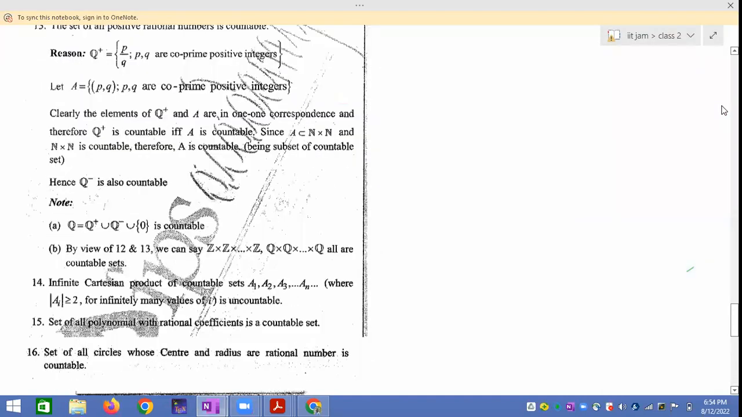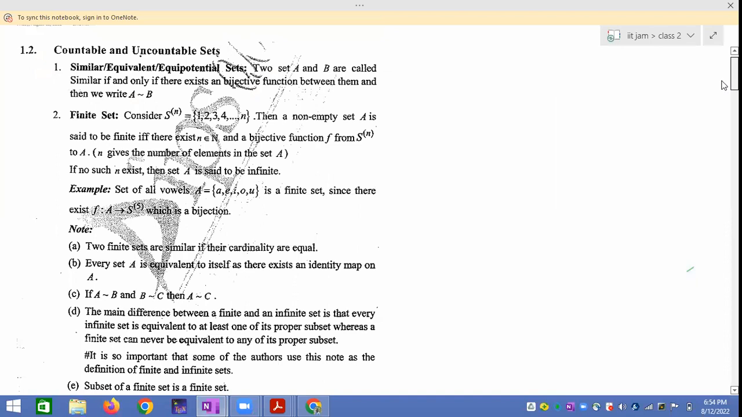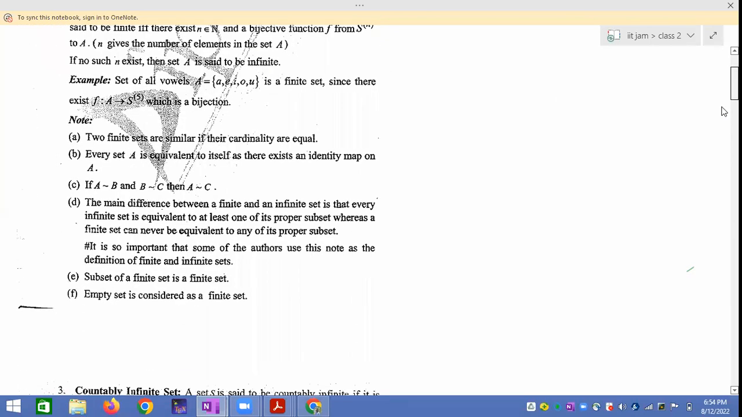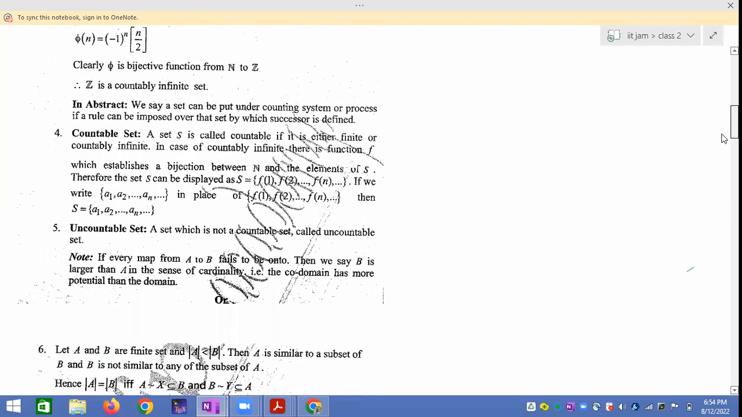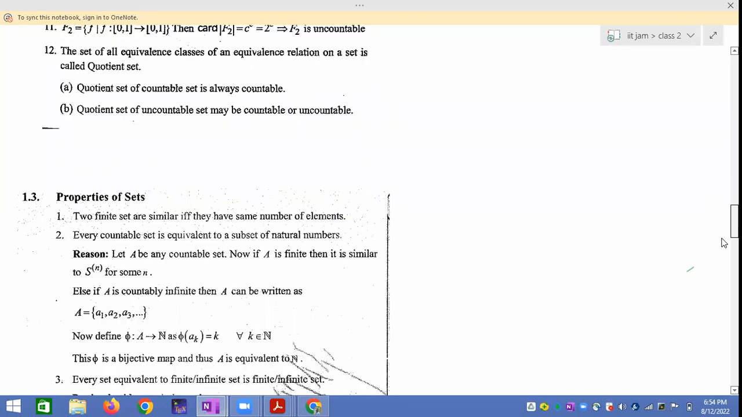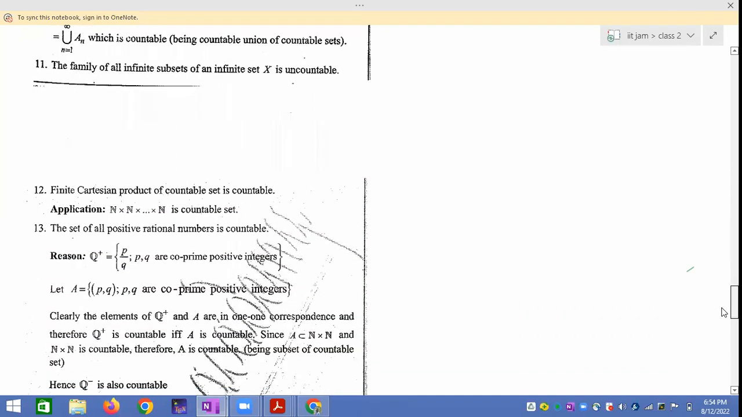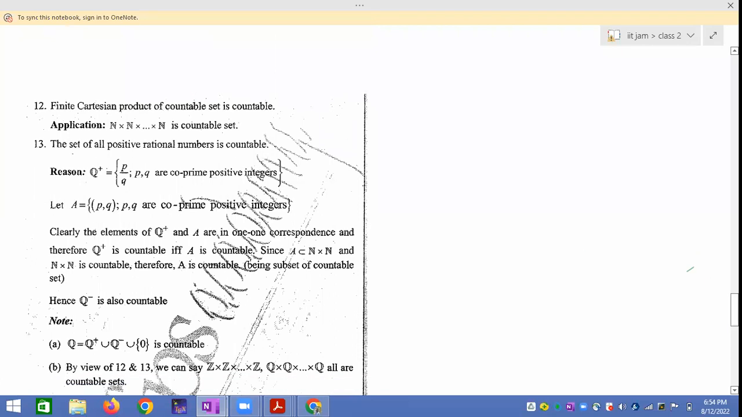Now look here. I said what the equivalent sets are: finite, countable, infinite. What is a countable set? I will tell this tomorrow, but today we will discuss what the map is. Here, N cross N is a countable set, whenever this Cartesian product is finite. Be careful, only a finite Cartesian product is countable.